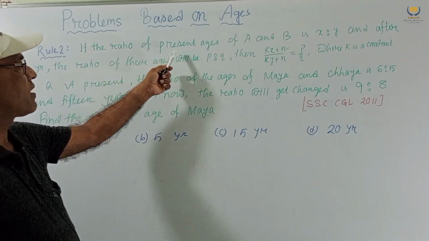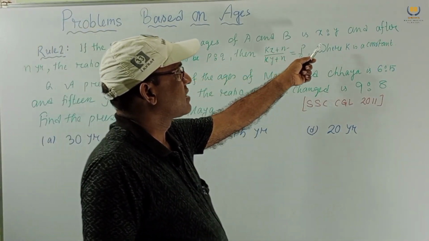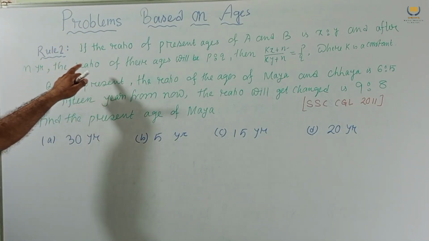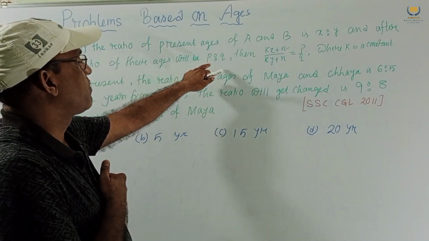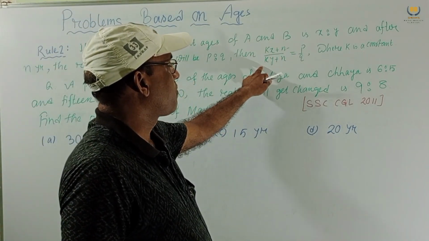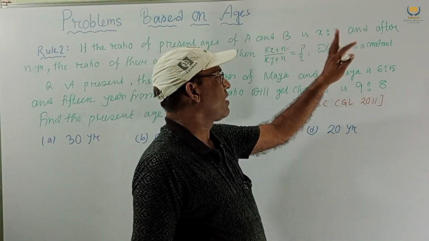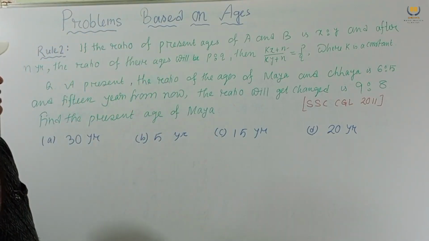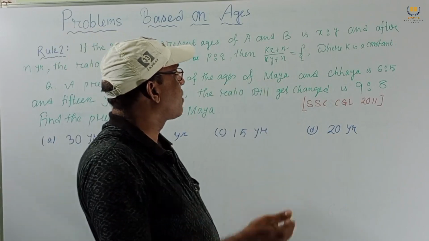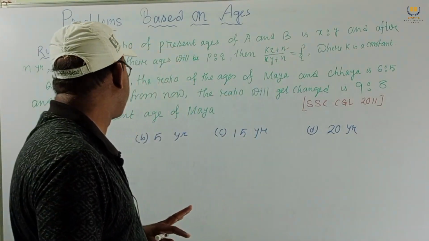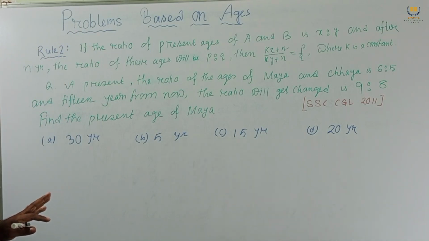If the ratio of the present ages of A and B is x is to y, and after n years the ratio of their ages will be p is to q, then (kx plus n) by (ky plus n) equals p by q, where k is a constant. So if it is n years ago, this will be minus, and after n years this will be plus. This is the formula. So consider the same types of problem.